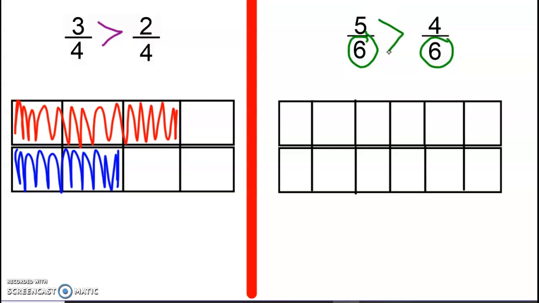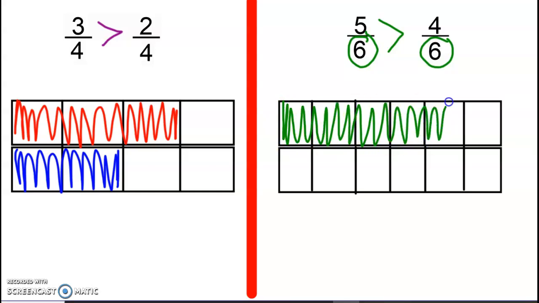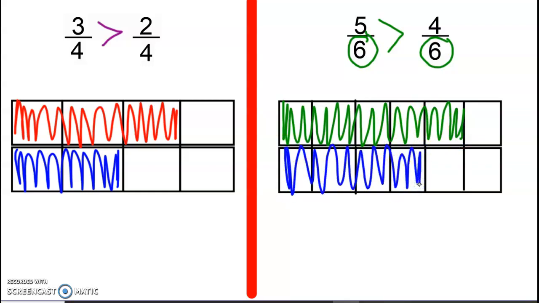So since we have the same number of pieces, 5 is going to be greater than having 4 pieces. Okay, and that should make sense. When our models are broken into the same number, that bigger number on top is going to be the greatest. Okay? Well, now let's shift gears a little bit.